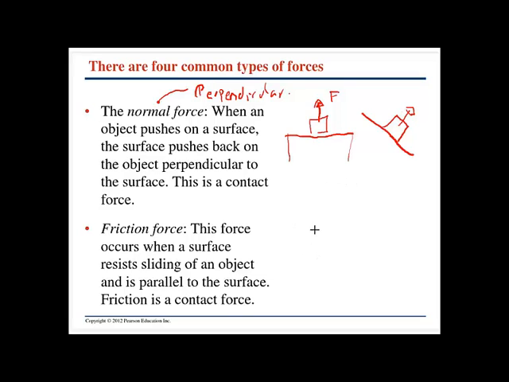Another common type of force is going to be frictional force. If I look at an object that has a velocity and it's going across a surface that is not smooth, it's going to be opposed by some frictional force, and it's always going to be in the opposite direction of the velocity. It's going to oppose the motion, and it's also going to be parallel to the surface.